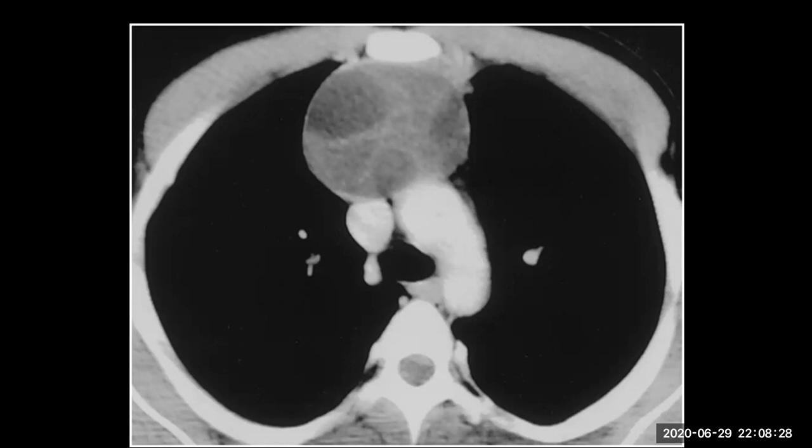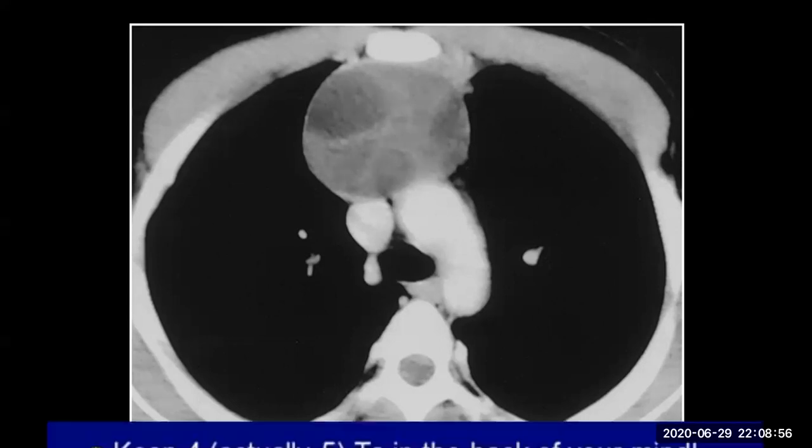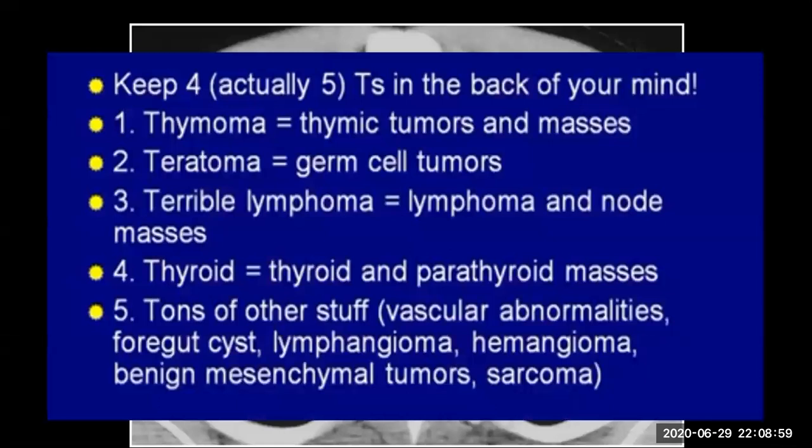Here you see multiple cysts in a cyst. Here this is one, this is two, this is three, this is four, five, and this is raising the possibility of hydatid cyst. These are daughter cysts in hydatid cyst. Before the classification, let me repeat the differential diagnosis: thymoma, teratoma, terrible lymphoma, thyroid, and tons of other stuff.